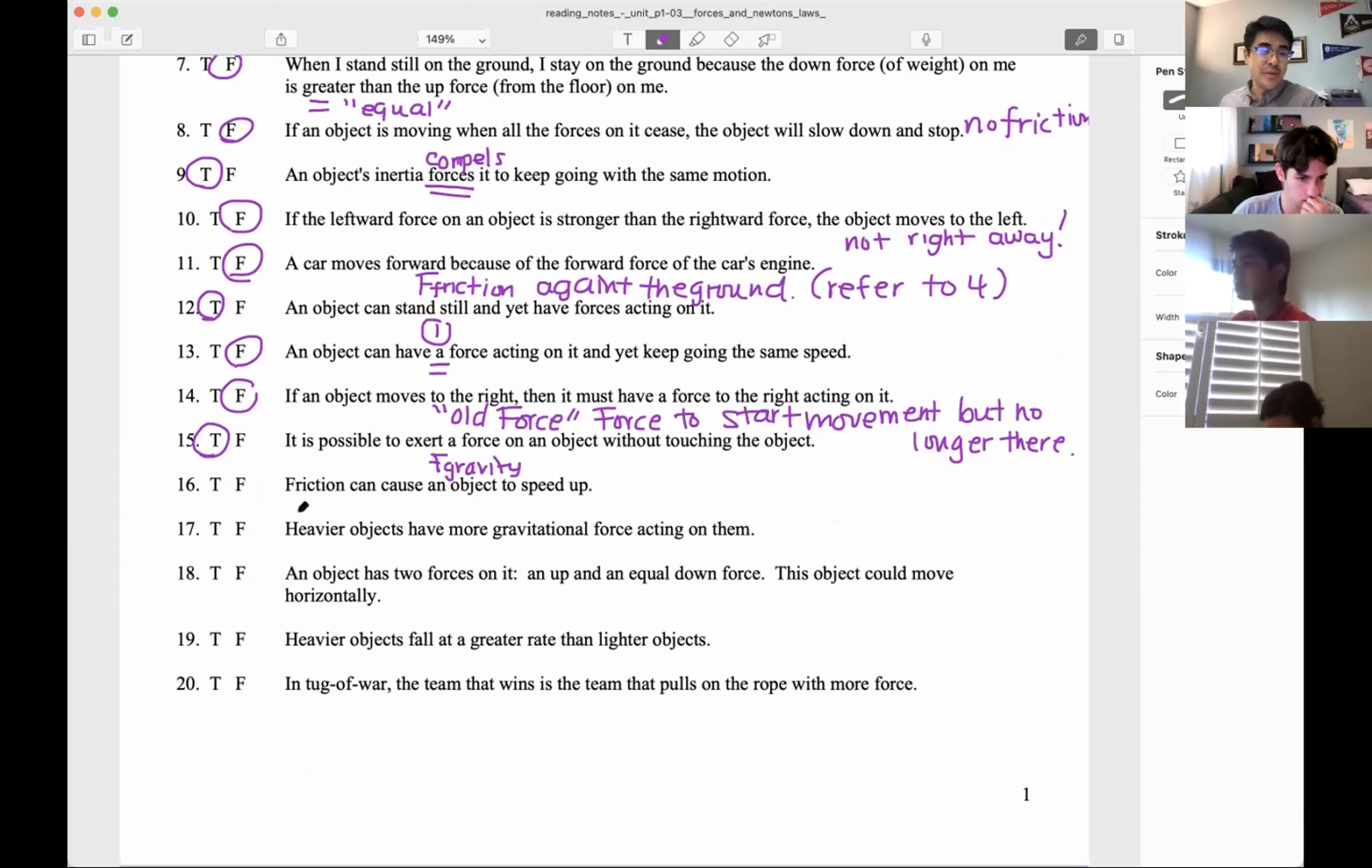Now we know the answer for 16, right? Friction can cause an object to speed up. True. Car wheels. Number 17, heavier objects have more gravitational force acting upon them. True, right? F is equal to mg. If they're heavier, that means they're more massive, and therefore force is going up. True. An object has two forces acting on it, an up and down equal force. This object can move horizontally.